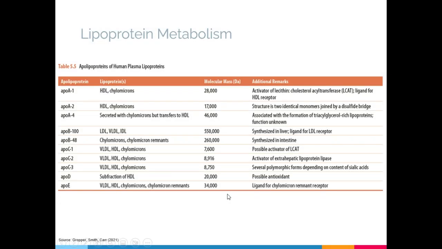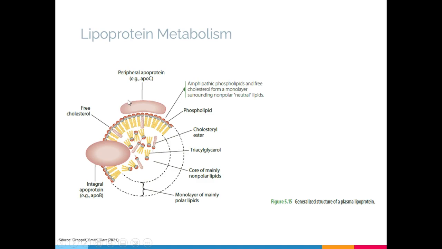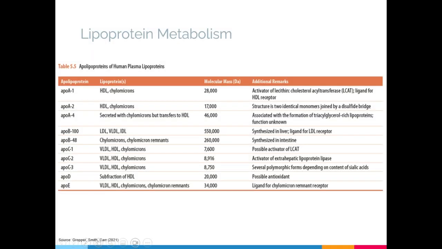But first, let's discuss these proteins that are integrated in the lipoproteins. These are called apolipoproteins or simply apoproteins. These are either integral or peripheral. So what is their function? The general function of proteins in lipoproteins is, first, to activate the enzymes needed to utilize the components of the lipoproteins, and second, they serve as a ligand for receptors.